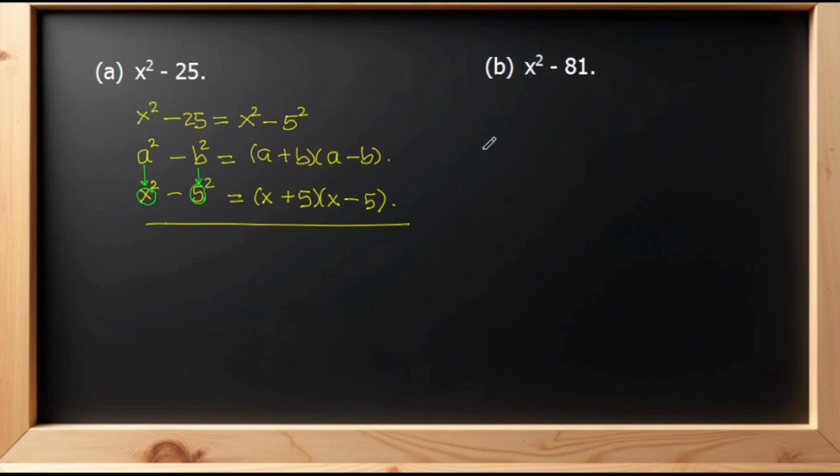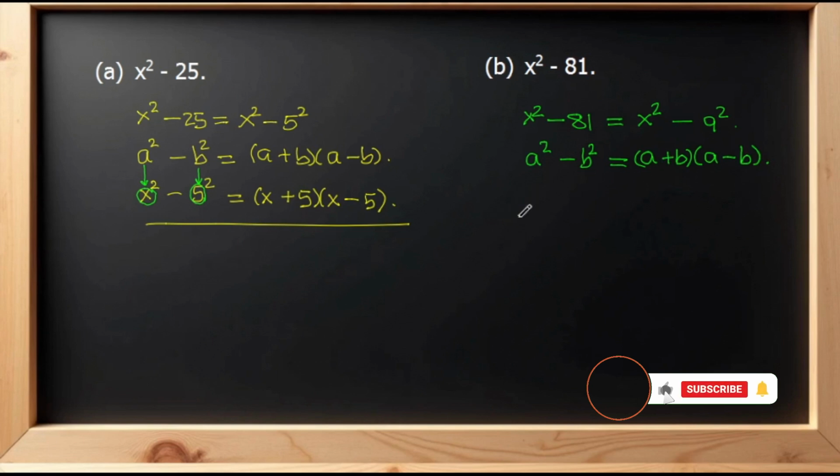And here we have x squared minus 81, where 81 should be written as a square number. So we have 9 squared, because when you square 9 you get 81. So again, the difference of two squares, a squared minus b squared, can be given as a plus b times a minus b.